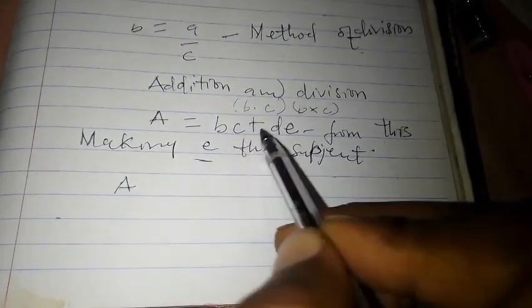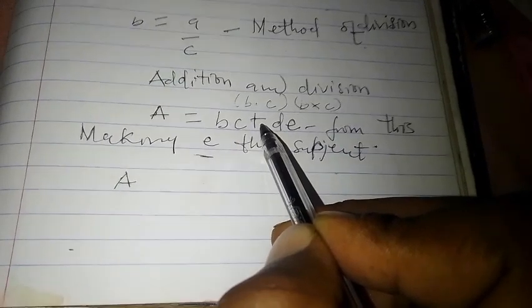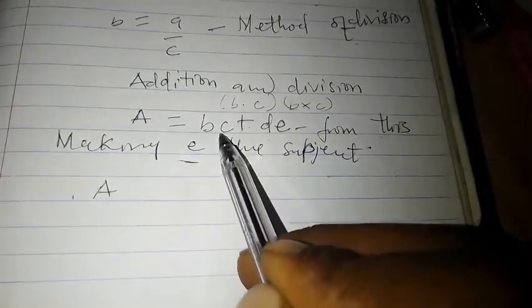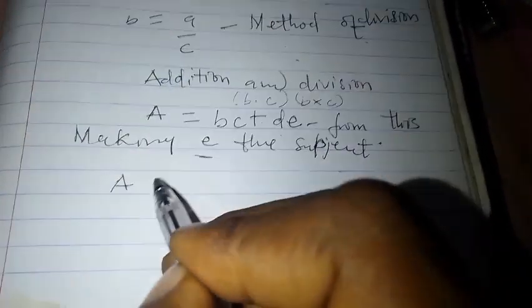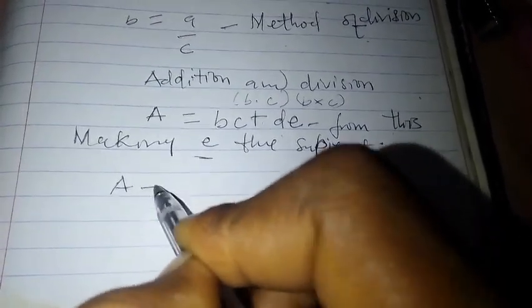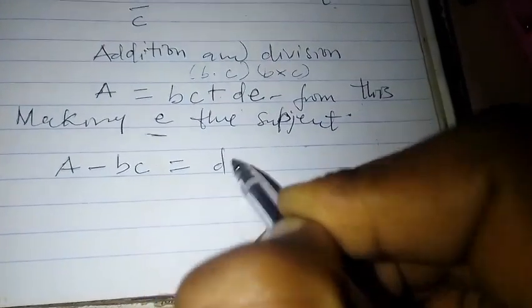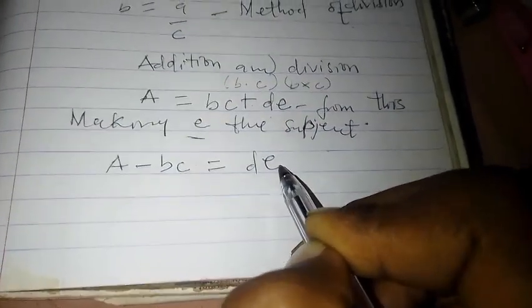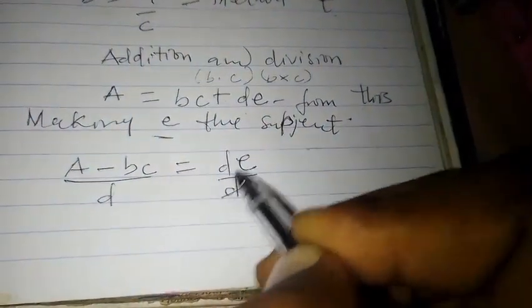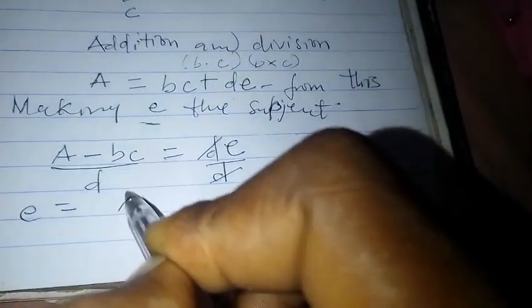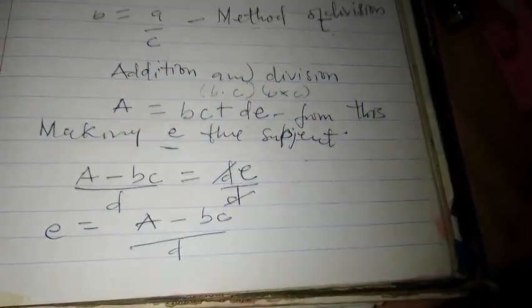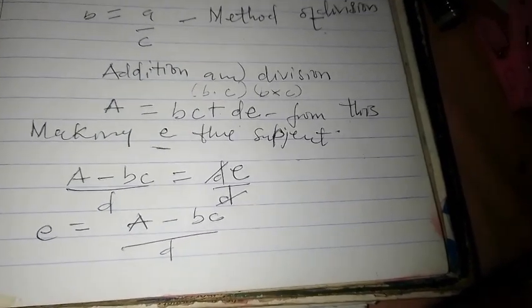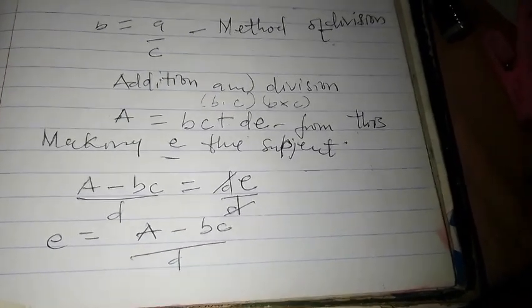Now this is where addition comes in. That's the reason I said addition and division. So this BC crosses the equal sign. When BC crosses the equal sign, we're going to have A minus BC equals DE. So now what are we going to do? We're going to divide through by D, isn't it? Yeah. So E will be equal to A minus BC all over D. So this is the addition and division type.